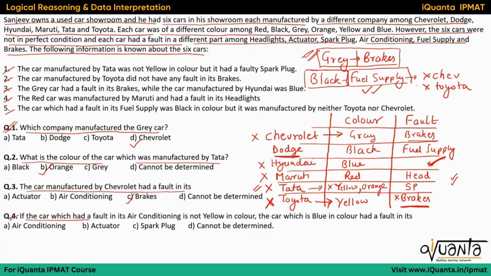Fourth question is, if the car which had a fault in its air conditioning is not yellow in color, the car which is blue in color had a fault in its. So the yellow colored car is Toyota and it doesn't have a fault in its air conditioning. So very clearly only Hyundai can be the car which can have a fault in its air conditioning. And we have been asked that the car which is blue in color had a fault in its. So Hyundai is the blue colored car and it has a fault in its air conditioning. So option A will be the answer.